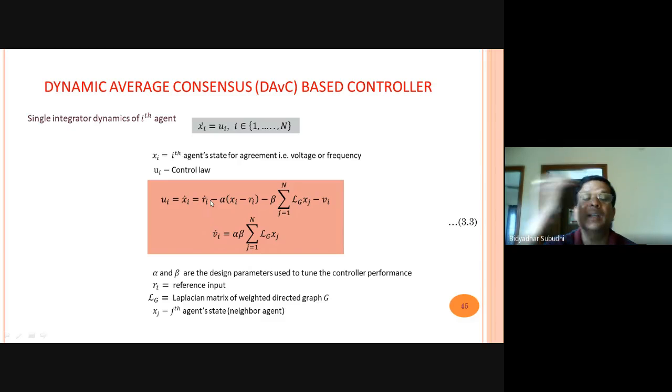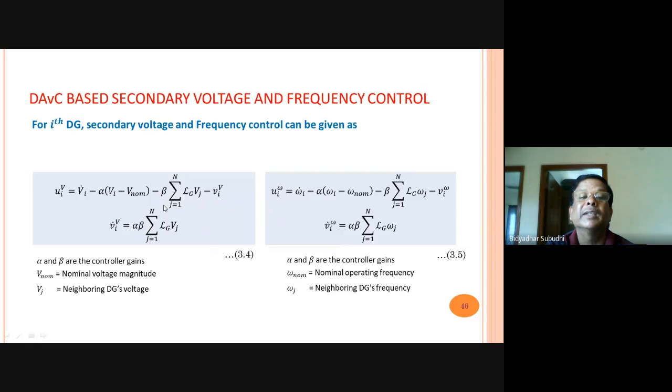Reference means it could be like the nominal frequency or nominal voltage, and xi is the ith agent's output voltage. So therefore, if you employ this controller employing graph theory, you can derive what is ui. And for our dynamic average based secondary control for the voltage and frequency control, how to derive? Let us replace this equation for two loops. One is for the voltage, the other is for the frequency.